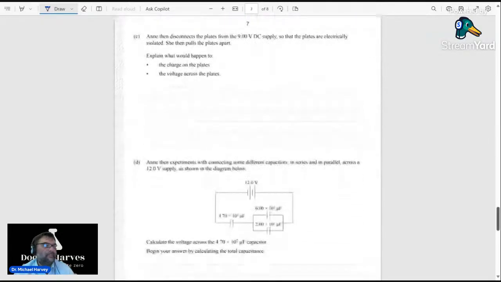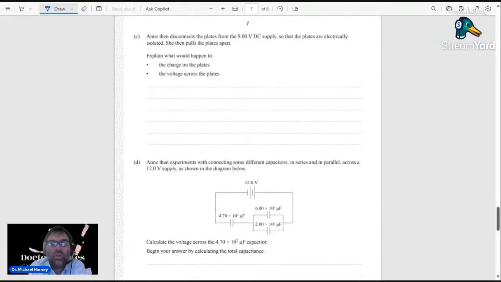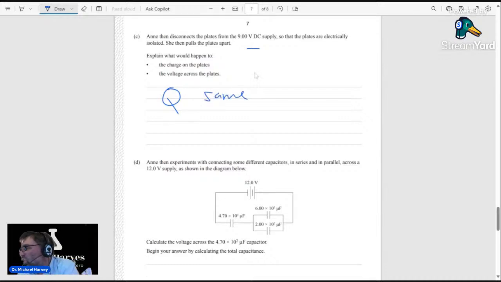Okay, part C. So then Anne disconnects the plates. So there's no more current or voltage or anything flowing. They're isolated. Then she pulls the plates apart. Oh, dangerous, Anne. Explain what would happen to the charge on the plates and the voltage across the plates. In terms of the charge, Q, there's no voltage, so there's nothing pushing the charge. So the charges on each of the plates will stay the same. No problem.